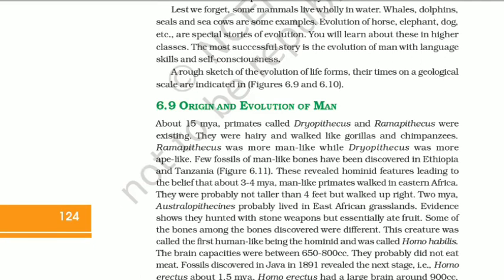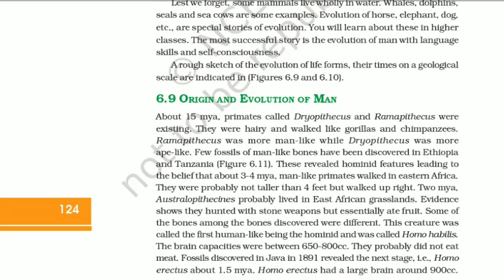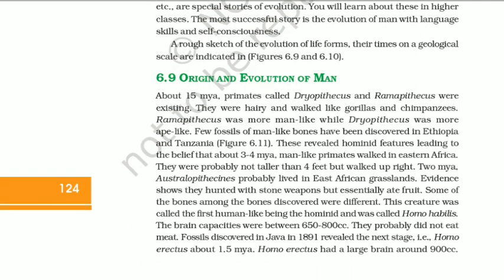Evolution of horse, elephant, dog, etc. are special stories of evolution. You will learn about this in higher classes. The most successful story is the evolution of man with language skill and self-consciousness. A rough sketch of the evolution of life forms, with the times on the geological scale, is indicated in figures 6.9 and 6.10.